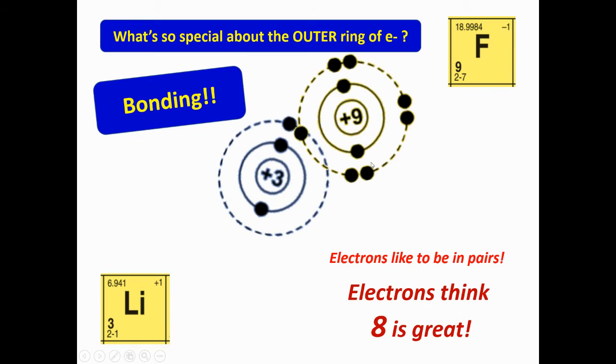Electrons think 8 is great, and now the fluorine in its outer shell has 1, 2, 3, 4, 5, 6, 7, 8. It feels like it has 8 electrons, and electrons think 8 is great. We'll learn more about that in the next unit, but this is important for bonding. So that's what's special about the valence electrons.